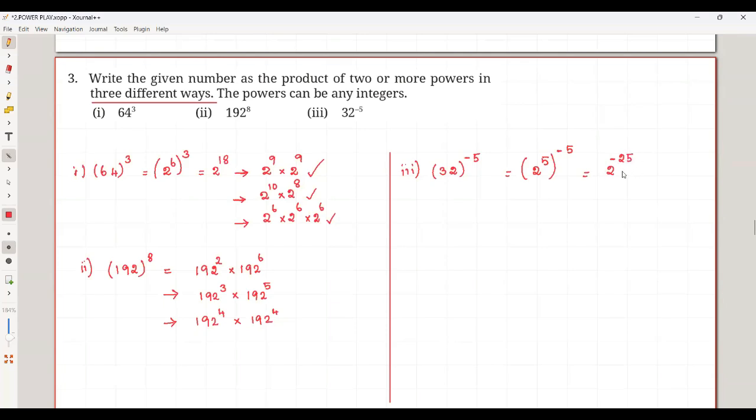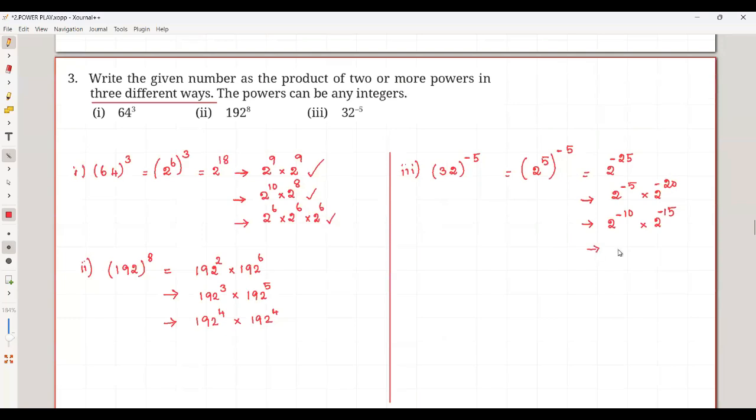So how can I write 2 power minus 25? If I take 2 power minus 5 into 2 power minus 20, keep the same base and add the power. You will be getting minus 25. Next, if you are going with another way, if you are taking 2 power minus 10 into 2 power minus 15, we will be getting minus 25.